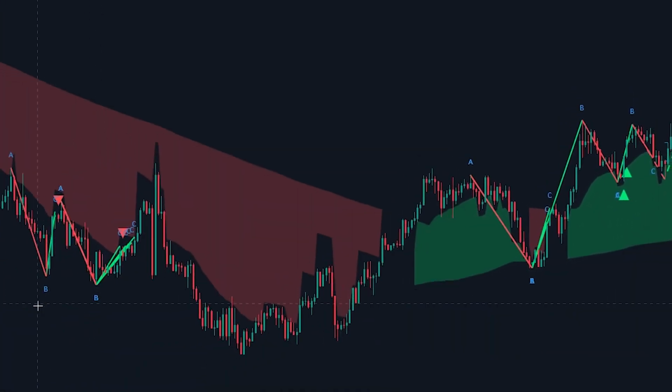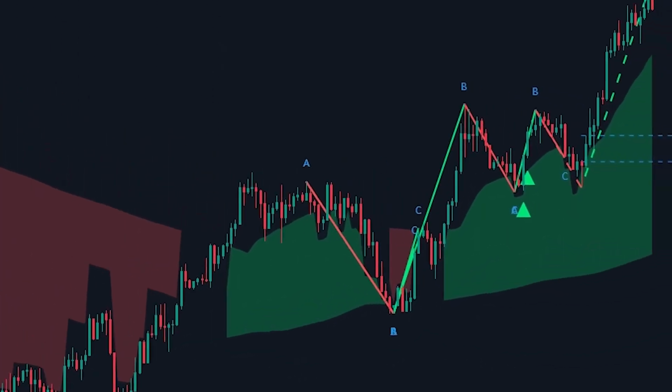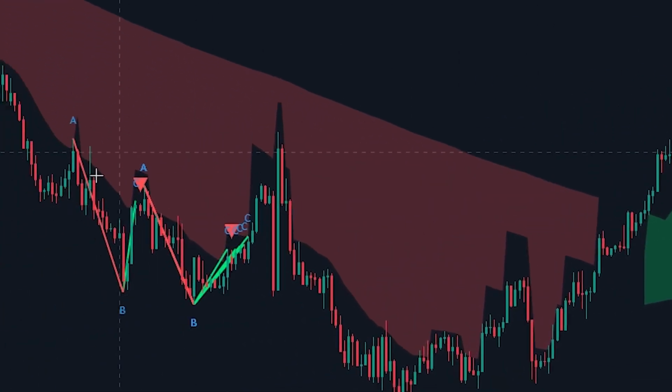The final component of the indicator are the triangles that are plotted below or above the price action. These triangles represent the C point, meaning that they can be looked at as buy signals when they are green and sell signals when they are red. If we take a closer look, we can also see that buy signals are only plotted when the cloud is green, and sell signals are shown only when the cloud is red.